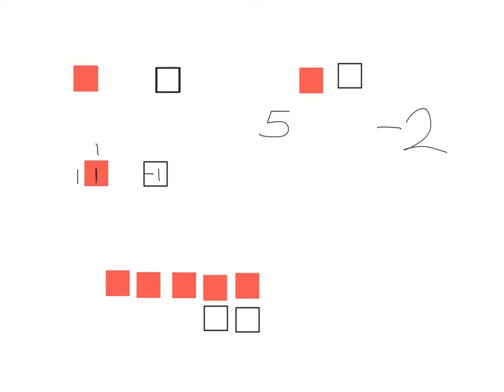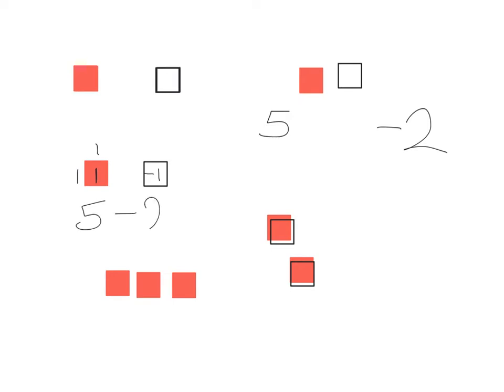That's 5 here. It's negative 2 here. Now, if we remember from what we've just said, this pair makes 0, so I can get rid of that, and this pair makes 0, so like with before, I'm left with 3. And of course we know that 5 subtract 2 is in fact 3.